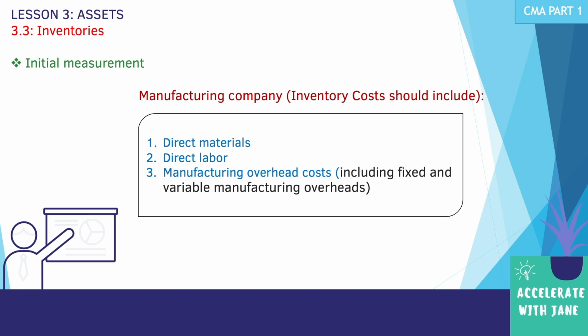When we say variable manufacturing overhead, for example, machineries, right? Machineries consume machine hours. So how many hours did it take for the machine to produce a particular product, correct? Whatever is the cost allocated for those machine hours, we include this as part of the inventory cost. Okay, so I hope that is clear.